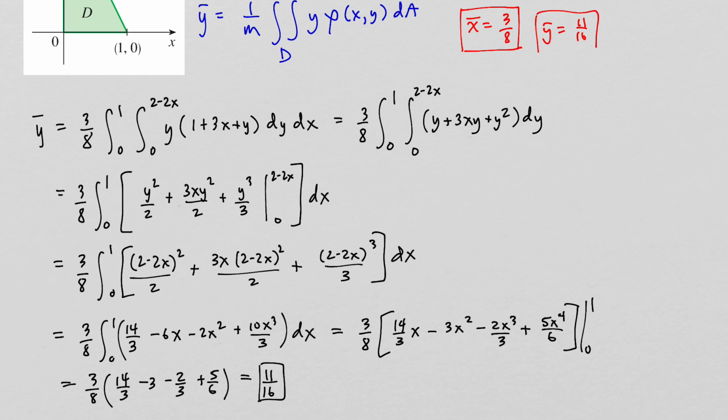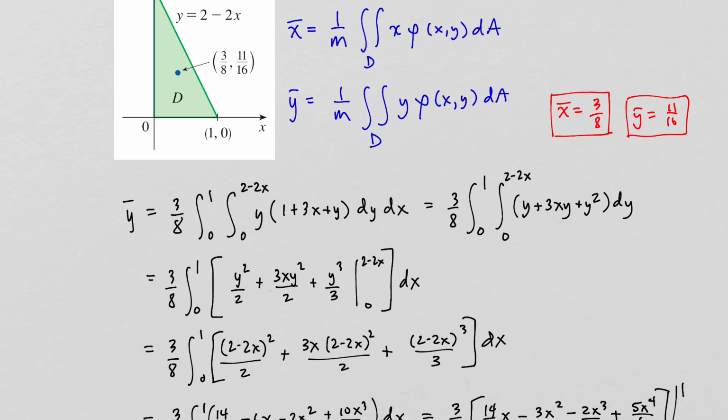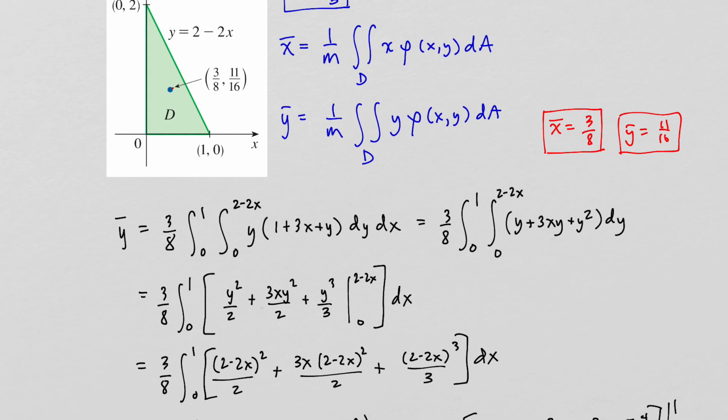And so our center of mass is the point 3/8 and 11 over 16. And here's all the work for that if you want to pause the video and double check everything. And then you can see there is the center of mass, which was already in the diagram, just for completeness here. And that means that if you were to take this as a two-dimensional sheet and put your fulcrum right on this point, this would balance on that point.